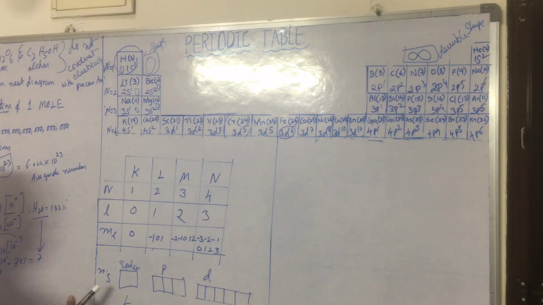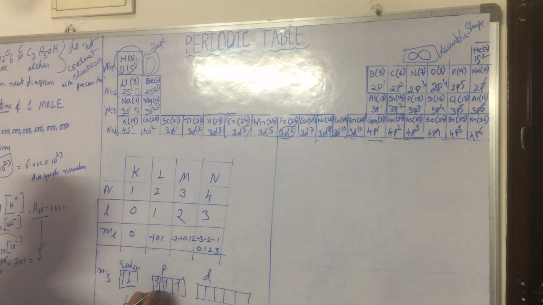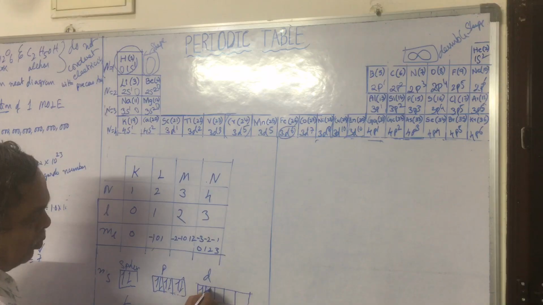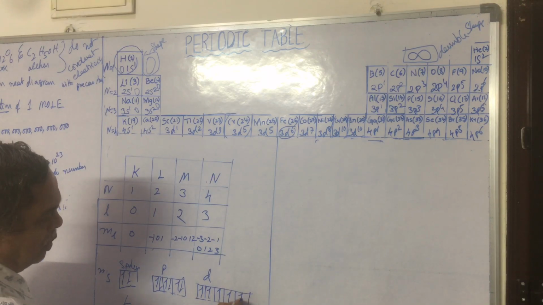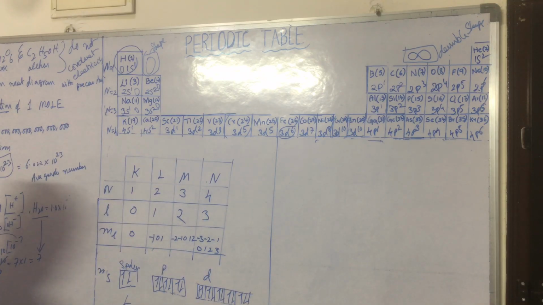Here observe that. This is sphere. One upward, one downward. Then P upward, downward. Then here also upward, downward. Here also upward. This is Hund's rule. Upward. Then upward, and this is downward.